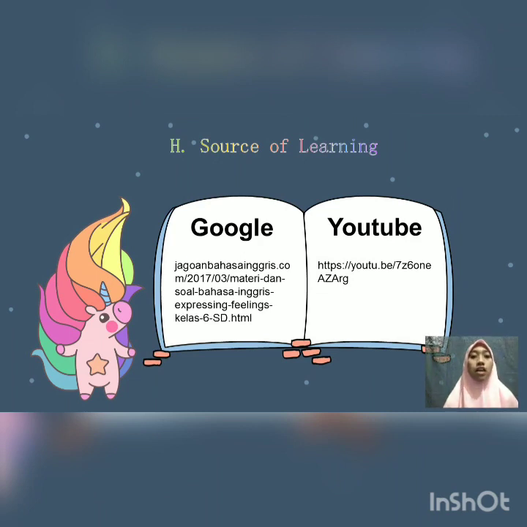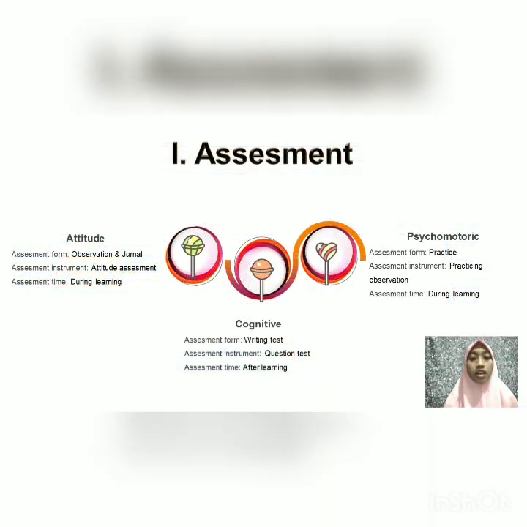For the source of learning, I found material from Google and YouTube. For the assessment, I use three kinds of assessment. The first is attitude. The assessment form is observation and journal. The assessment instrument is attitude assessment. The assessment time is during learning. Throughout the learning, I assess my students' attitude.